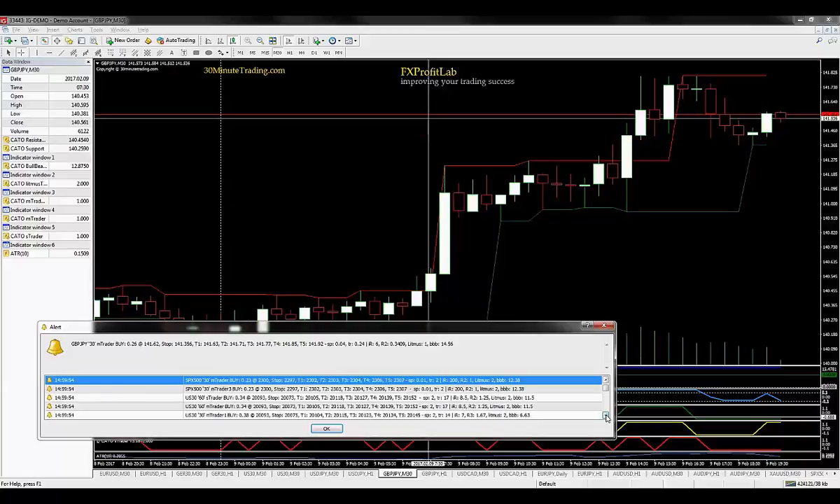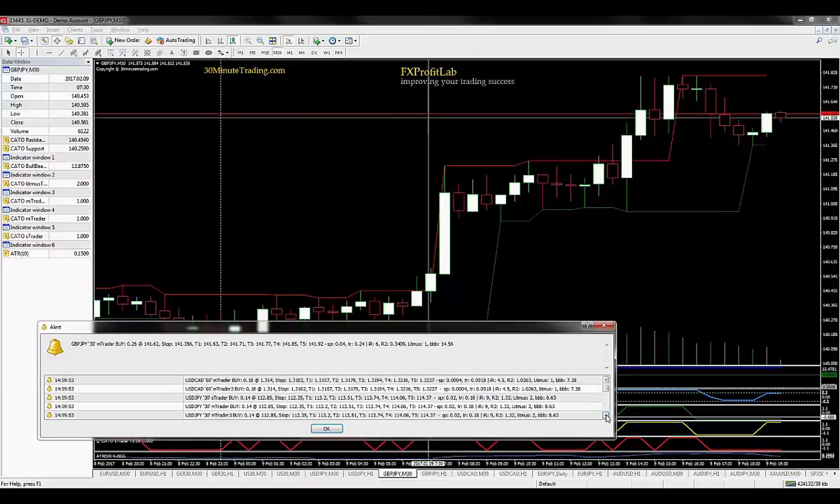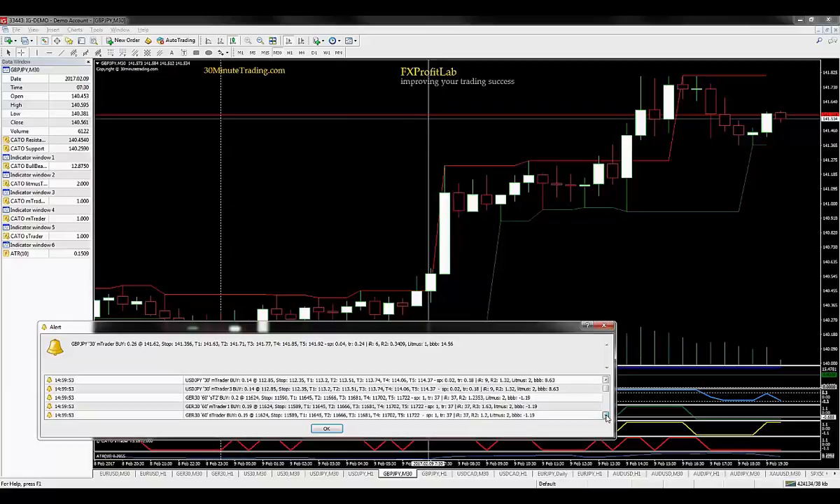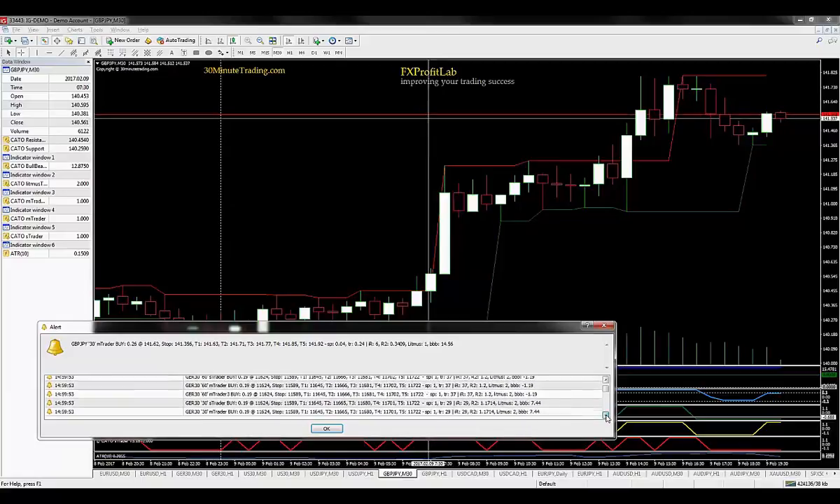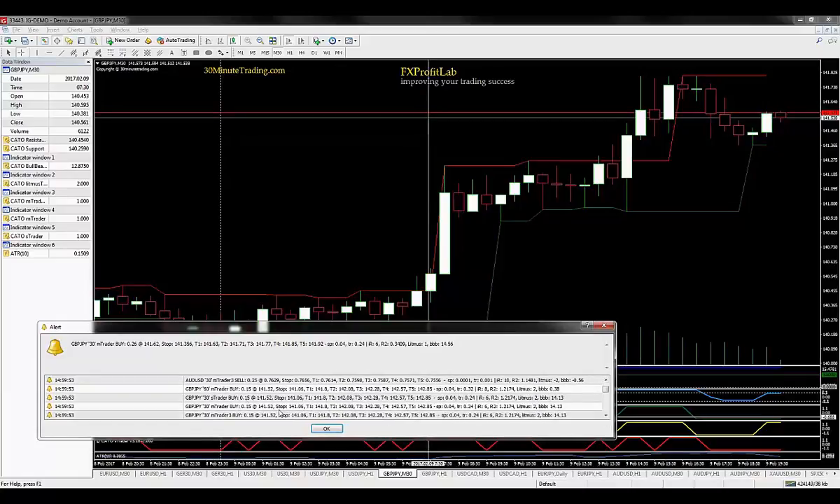My computer's just decided to go slow, of course. We should have a pound yen in there somewhere. There's a dollar yen trade as well, DAX, the dollar Swiss. Everything's kicking off at 3 o'clock. The euro dollar. There's too many, you couldn't get them all. There we go, pound yen. Okay, so there's the pound yen trade that we've just been talking about.